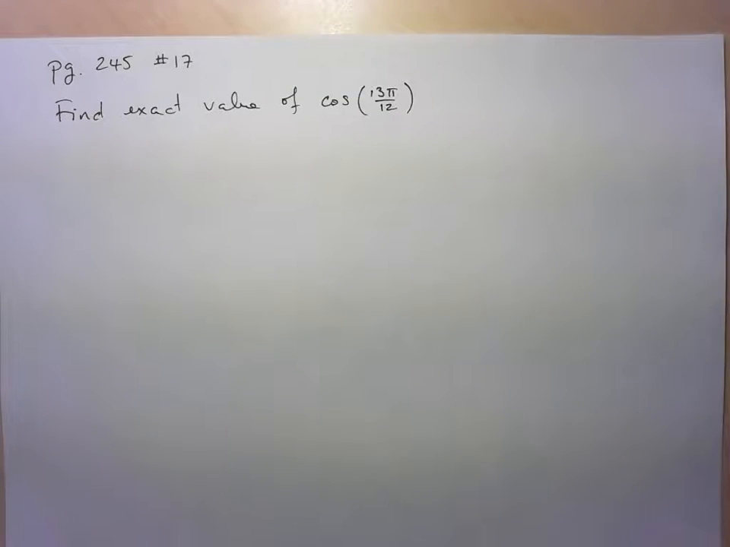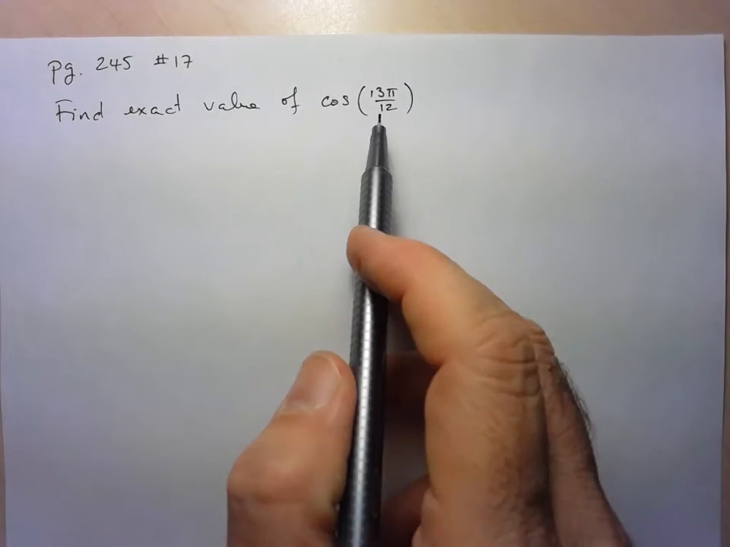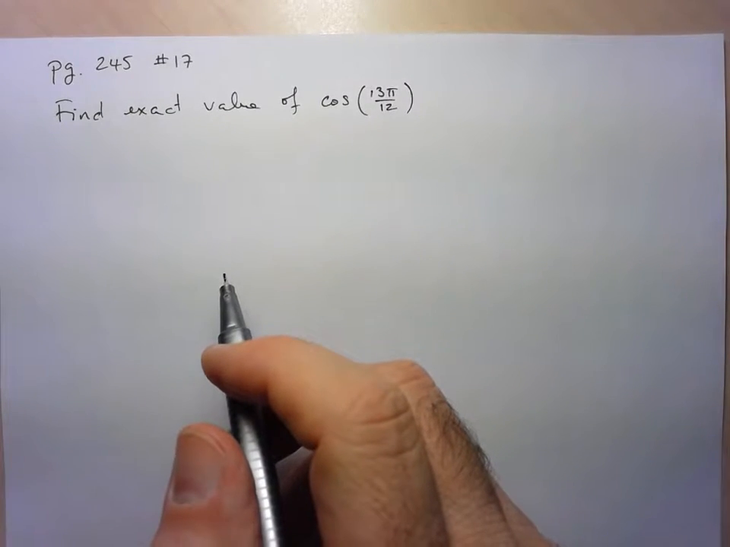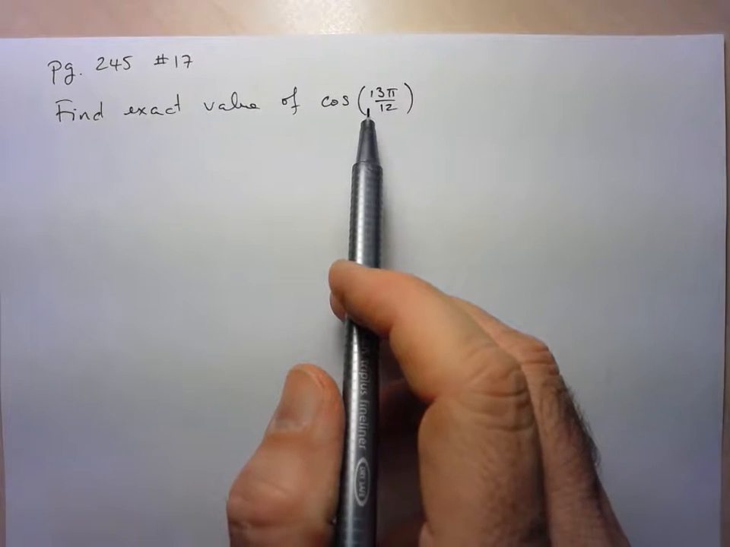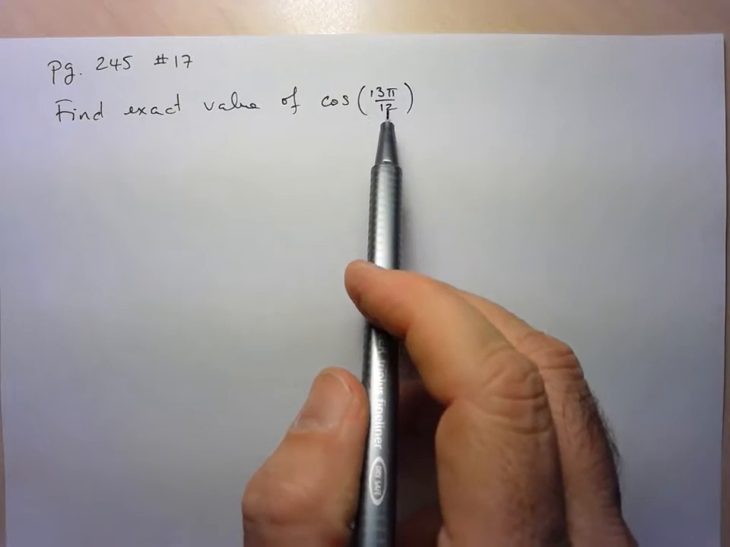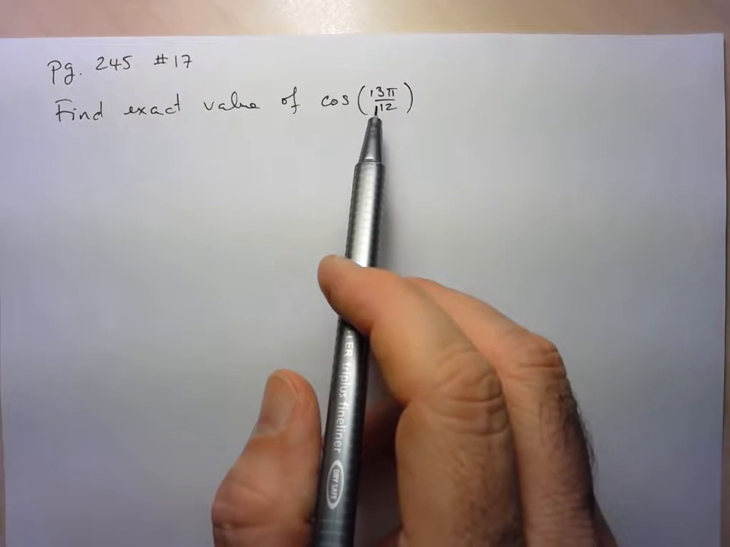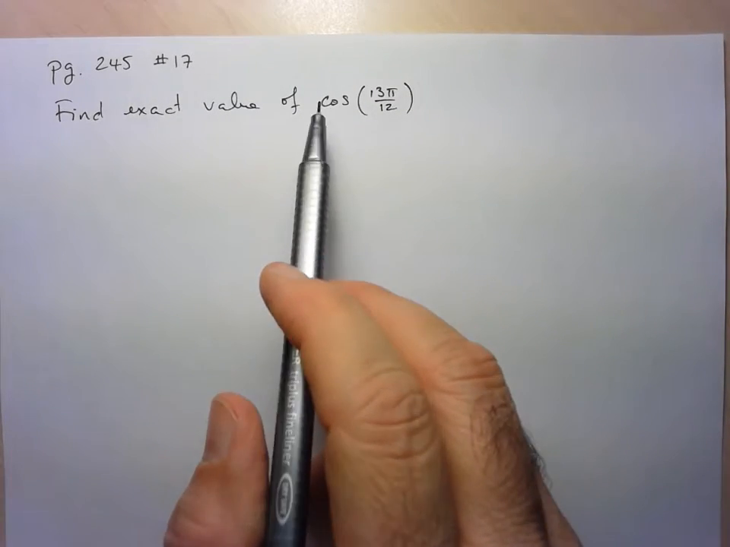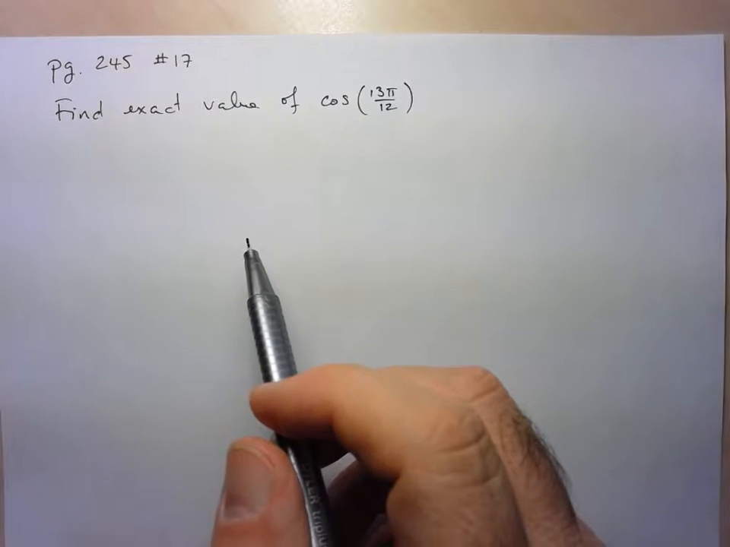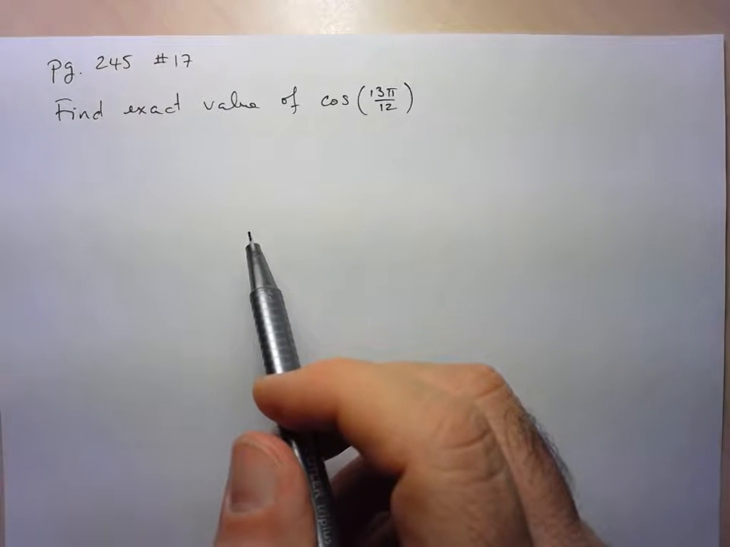Hi folks, we're going to take a look at this question here, number 17 from page 245. They want us to find the exact value of this trig ratio. First of all, I notice that this angle is slightly above pi, so I expect this to be in the third quadrant. Right off the bat, I know that the answer should be negative. All right, we're going to take a look at a couple of ways to attack this problem.